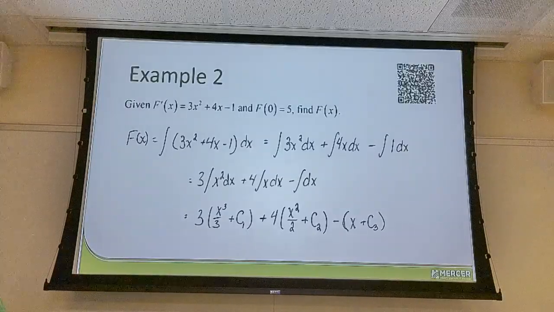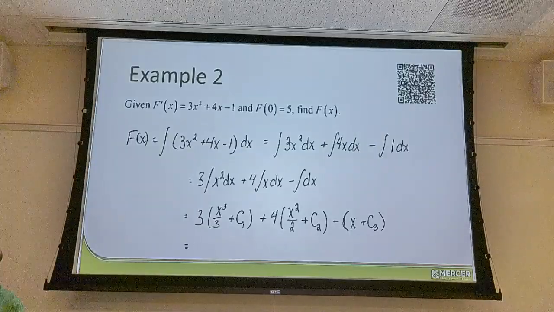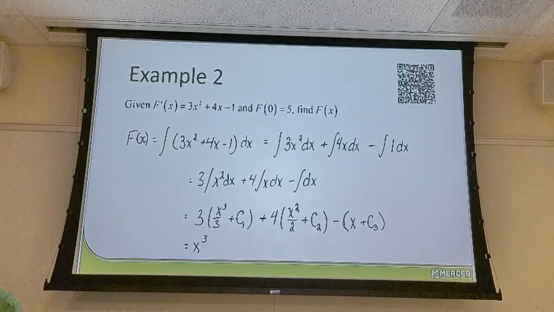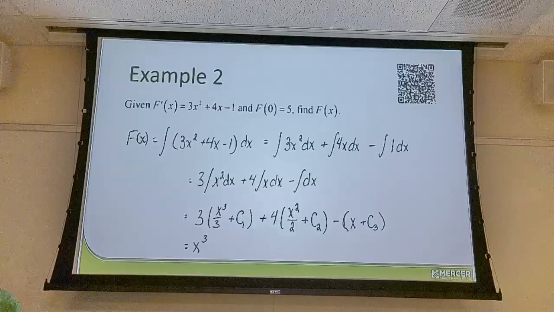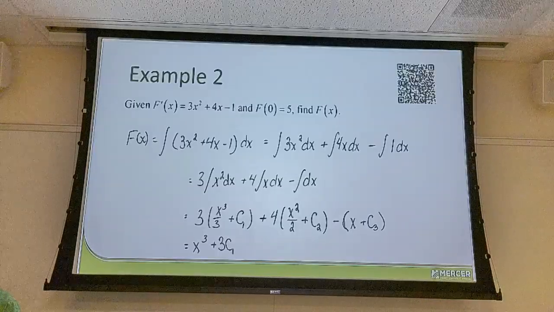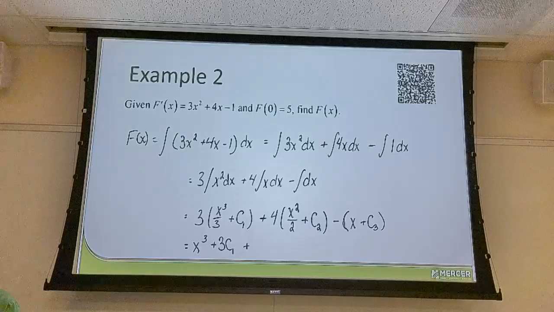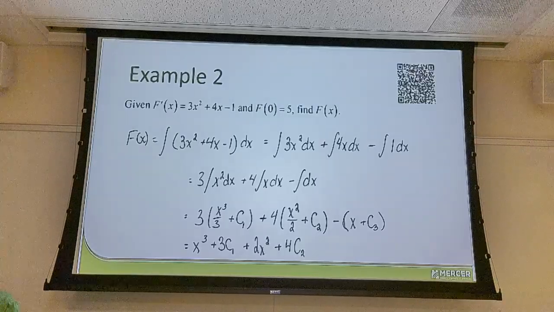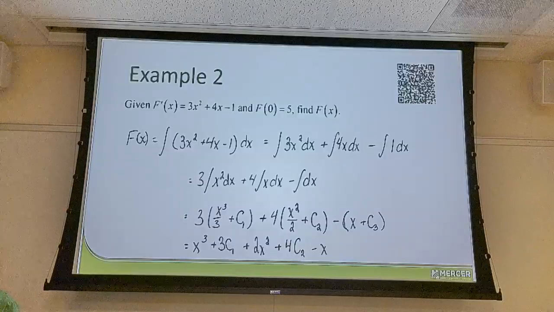Now simplify. So what's going to wind up happening? We're going to have an x cubed, right? Plus 3c1. We'll have what? 2x squared plus 4c2 minus x minus c3.